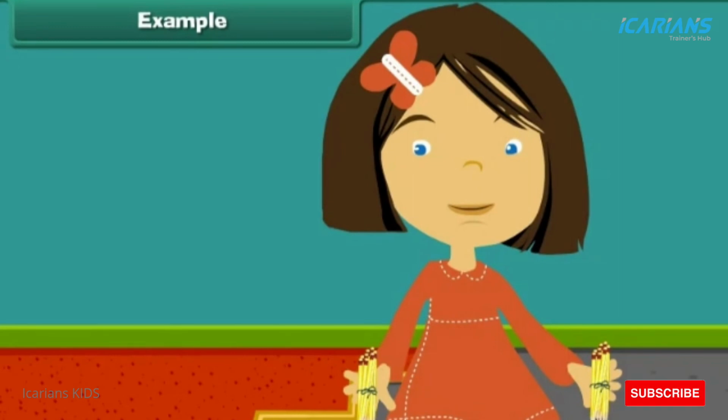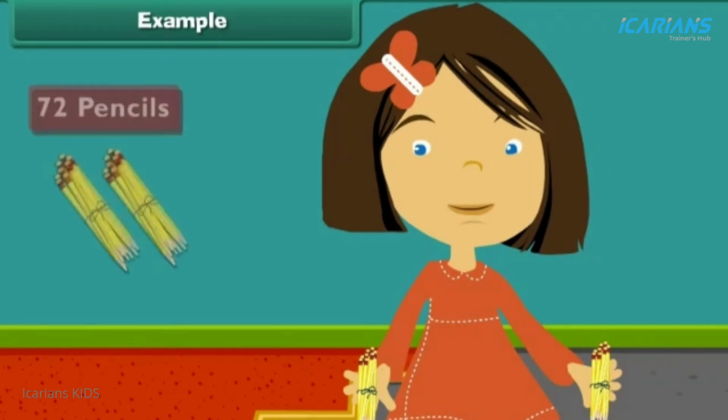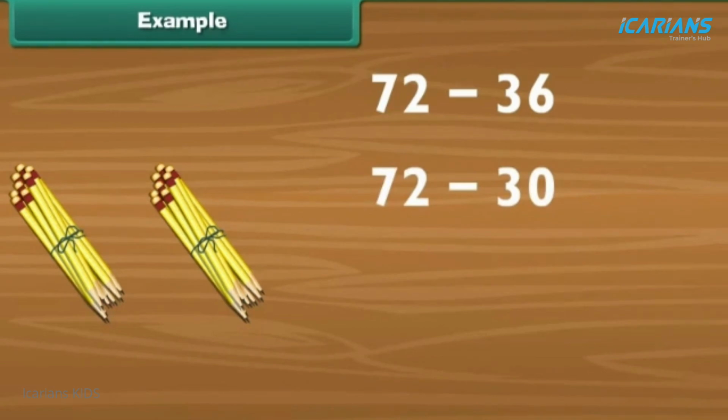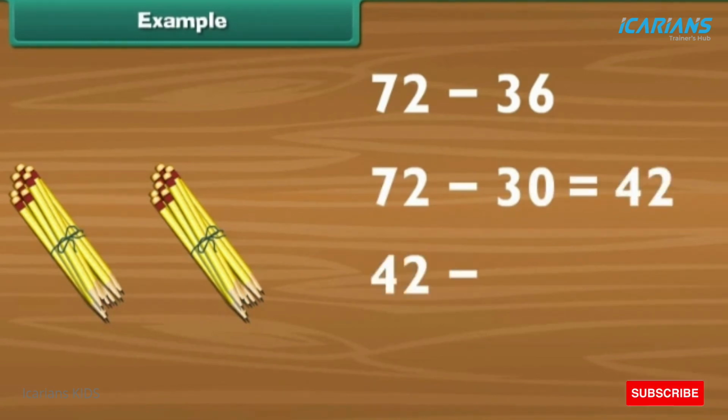Example. Reena's father bought her 72 pencils. She used up 36. How many are left? To find how many pencils are left, we must subtract 36 from 72. First subtract 30 from 72. The answer is 42. Now subtract 6 from 42 using reverse counting.